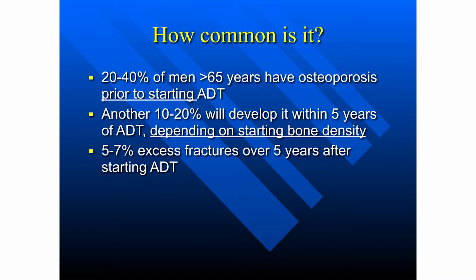If you go on to ADT, within 5 years of being on it, another 10 to 20% will develop osteoporosis. That's the risk. But the risk is dependent on what your starting bone density is. The better it is in the first place, the less likely you will develop osteoporosis. In 5 years, the excess risk of fracture is another 5 to 7%. Remember, 13% risk in your lifetime, 5 years of ADT, another 5 to 7% increased risk of fractures. So, increased risk of osteoporosis, increased risk of fractures.